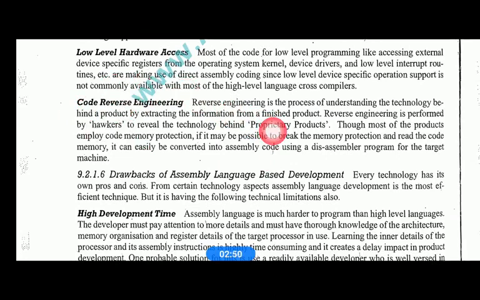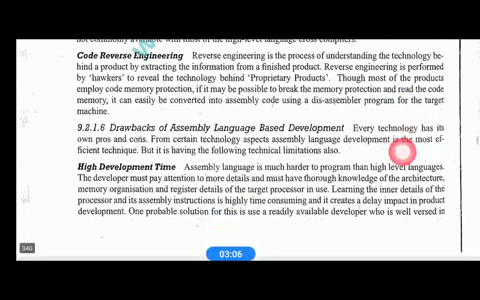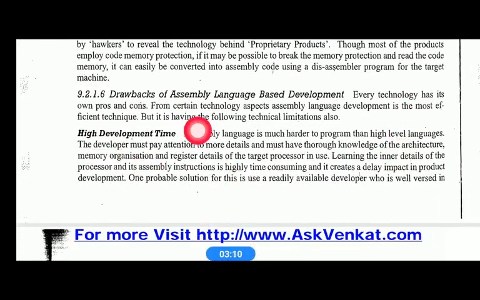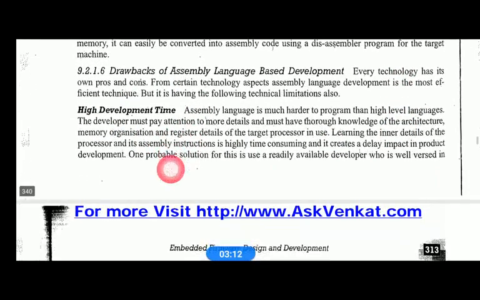Then we have code reverse engineering, one more advantage. Reverse engineering is the process of understanding the technology behind the product by extracting the information from the finished product. So using reverse engineering, you can understand the product. Like that we have several advantages when you use assembly level language.